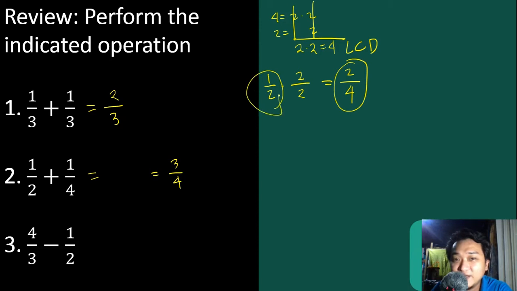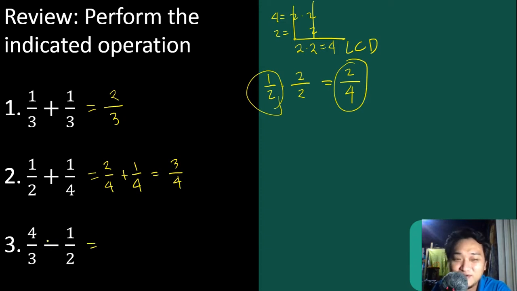Instead of using 1/2, we will be using 2/4. What purpose? Para pareho na sila ng denominator. Plus 1/4. Pareho na sila ng denominator ni 1/4. At pagka ganyan, mas madali na silang i-add or i-subtract. In this case, we are adding. So, copy the common denominator, which is 4. Add the numerator. 2 plus 1 is 3. So, the answer is still 3/4.